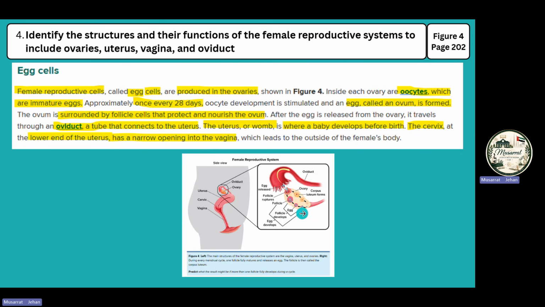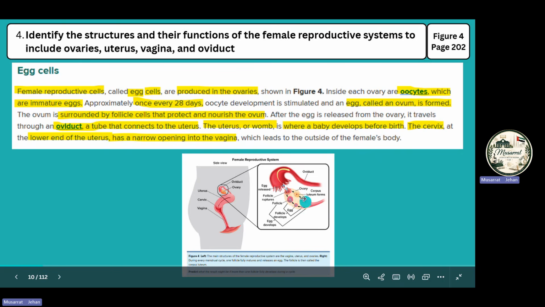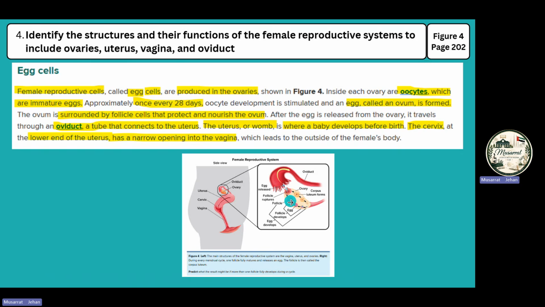Once every 28 days, an oocyte is stimulated and an egg is formed, which is called an ovum. So we call the egg an ovum. It is formed. This ovum is surrounded by some cells which are called follicle cells. They protect and nourish the ovum. After the egg is released from the ovary, it goes through this oviduct.